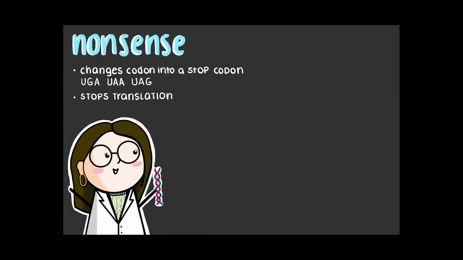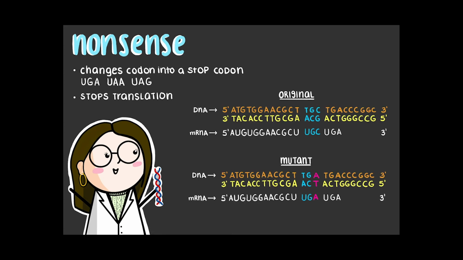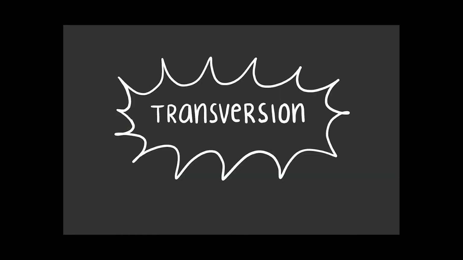Then we see the nonsense effect, which changes the codon into a stop codon, therefore stopping translation earlier on. In this example, you can see that the original TGC mutates into TGA, which then becomes ACT and UGA, changing the codon into a stop codon. This would be classified as a transversion since it changes from a pyrimidine to a purine.